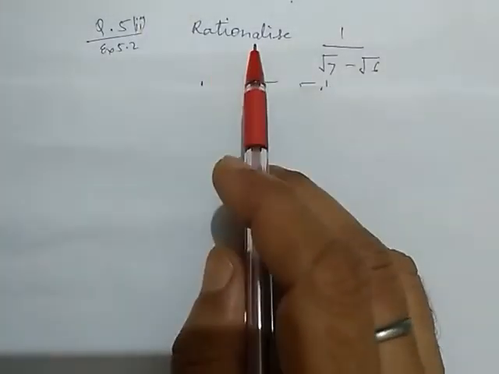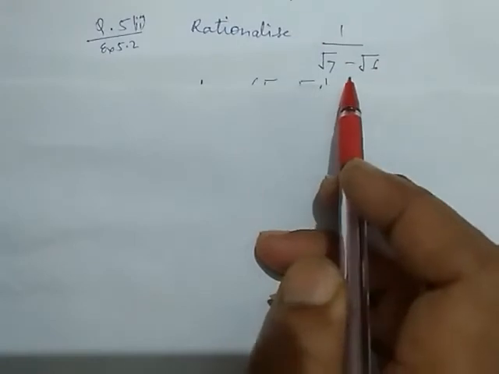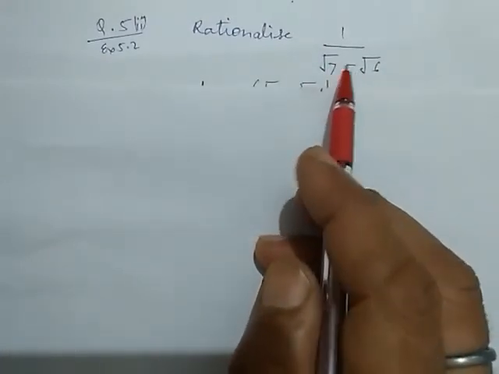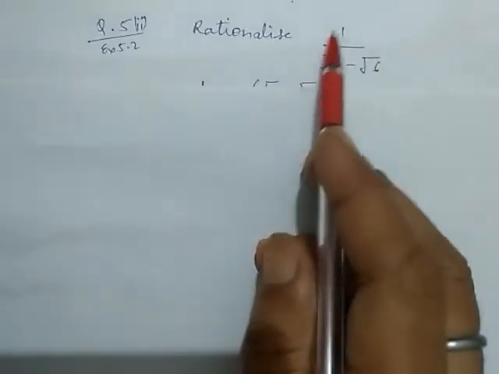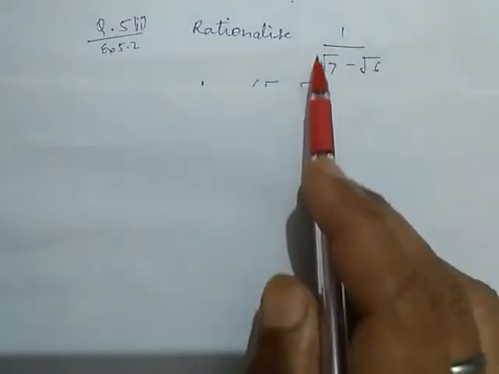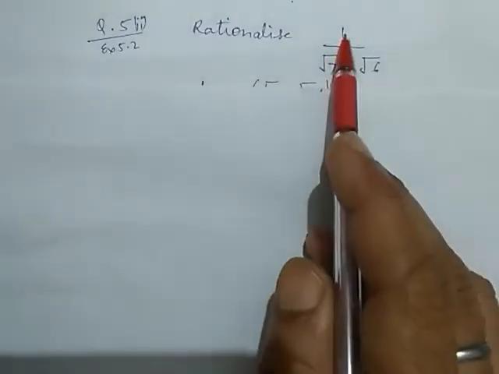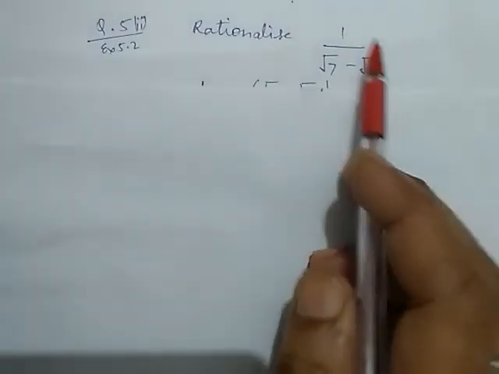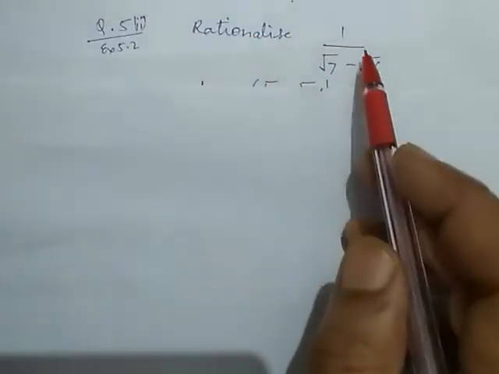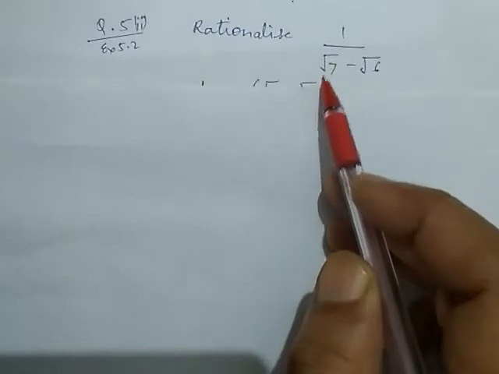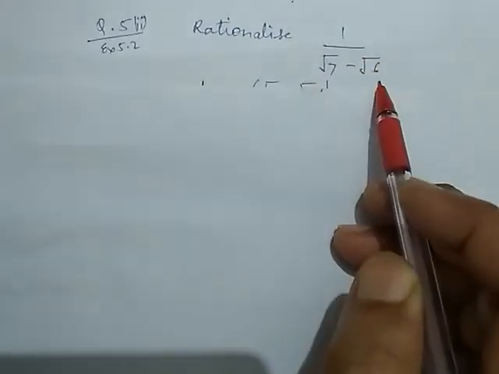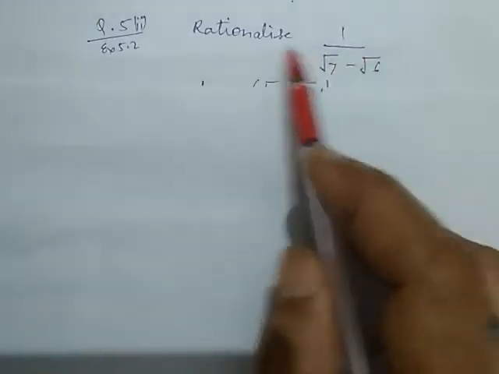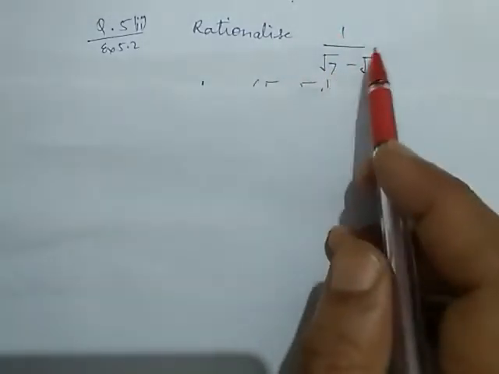Okay, now we take rationalization of this type of problem. Some students demanded to solve this type of question, so I take the example 1 upon root 7 minus root 6. We have to rationalize this. When we have a square root in the denominator, we have to remove it, and this is called rationalization.